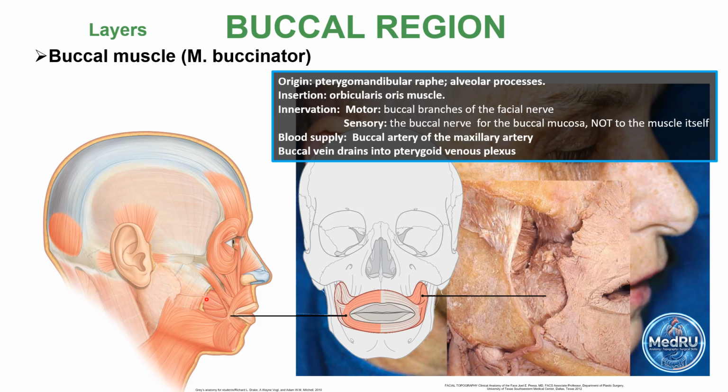Functionally, during mastication, the buccinator compresses the cheek against the teeth to keep food on the occlusal surfaces. It assists in maintaining positive or negative pressure during blowing or sucking actions, and it works synergistically with the orbicularis oris as a functional sphincter of the oral vestibule. Clinically, damage to the buccal branches of the facial nerve leads to weakness of the buccinator, resulting in the accumulation of food in the oral vestibule during chewing, a phenomenon known as food pocketing.